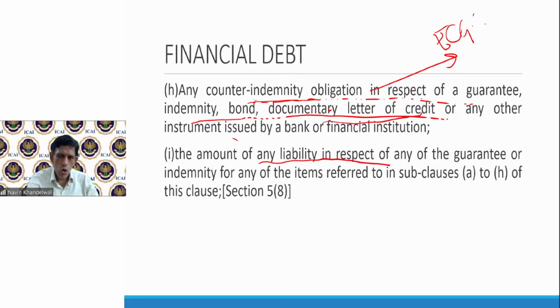Let's say under a documentary letter of credit, the bank asks for a counter guarantee from an agency, and ECGC is one agency which provides this counter guarantee. Anyway, not going into the further technical part, we need to remember from an exam perspective the definition of financial debt. What does financial debt mean? It should be very clear.